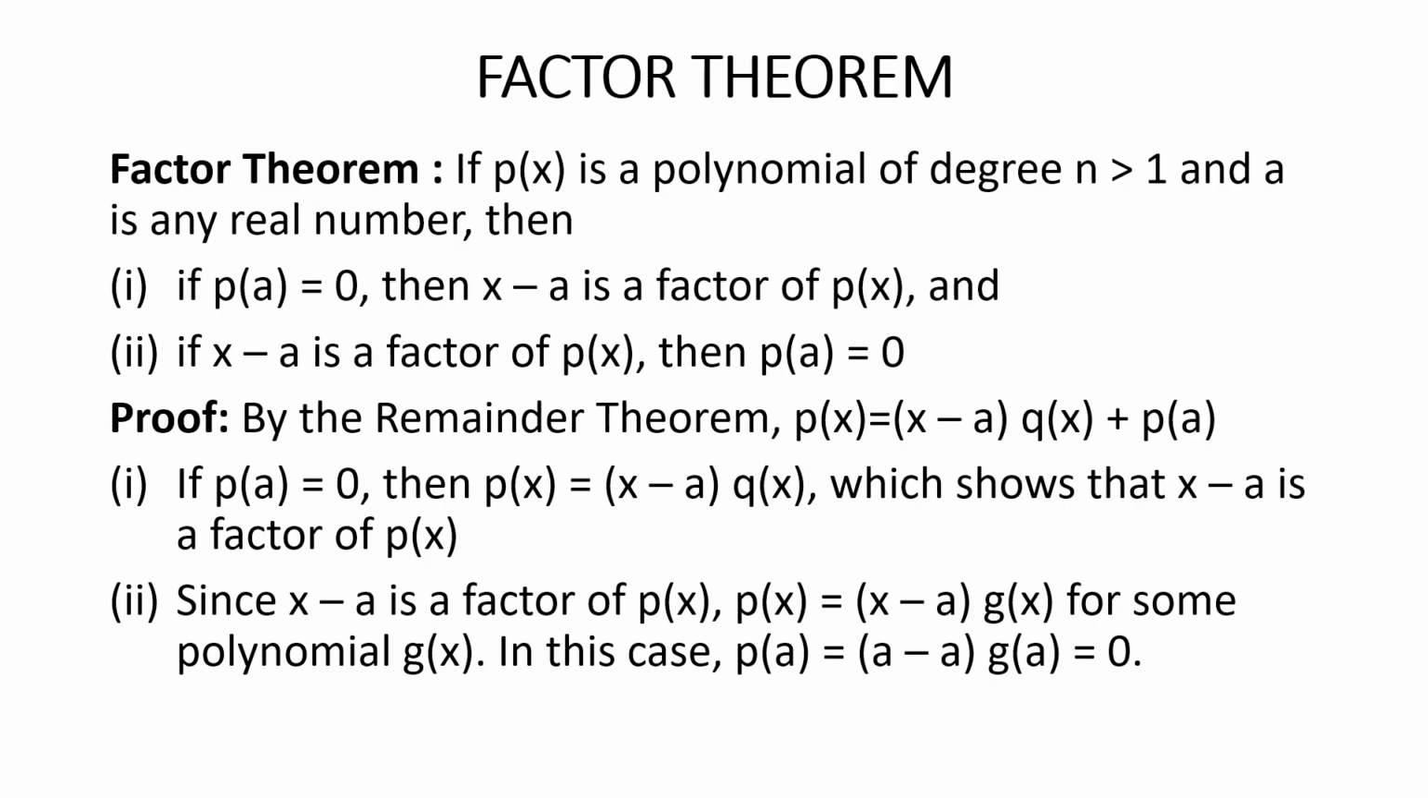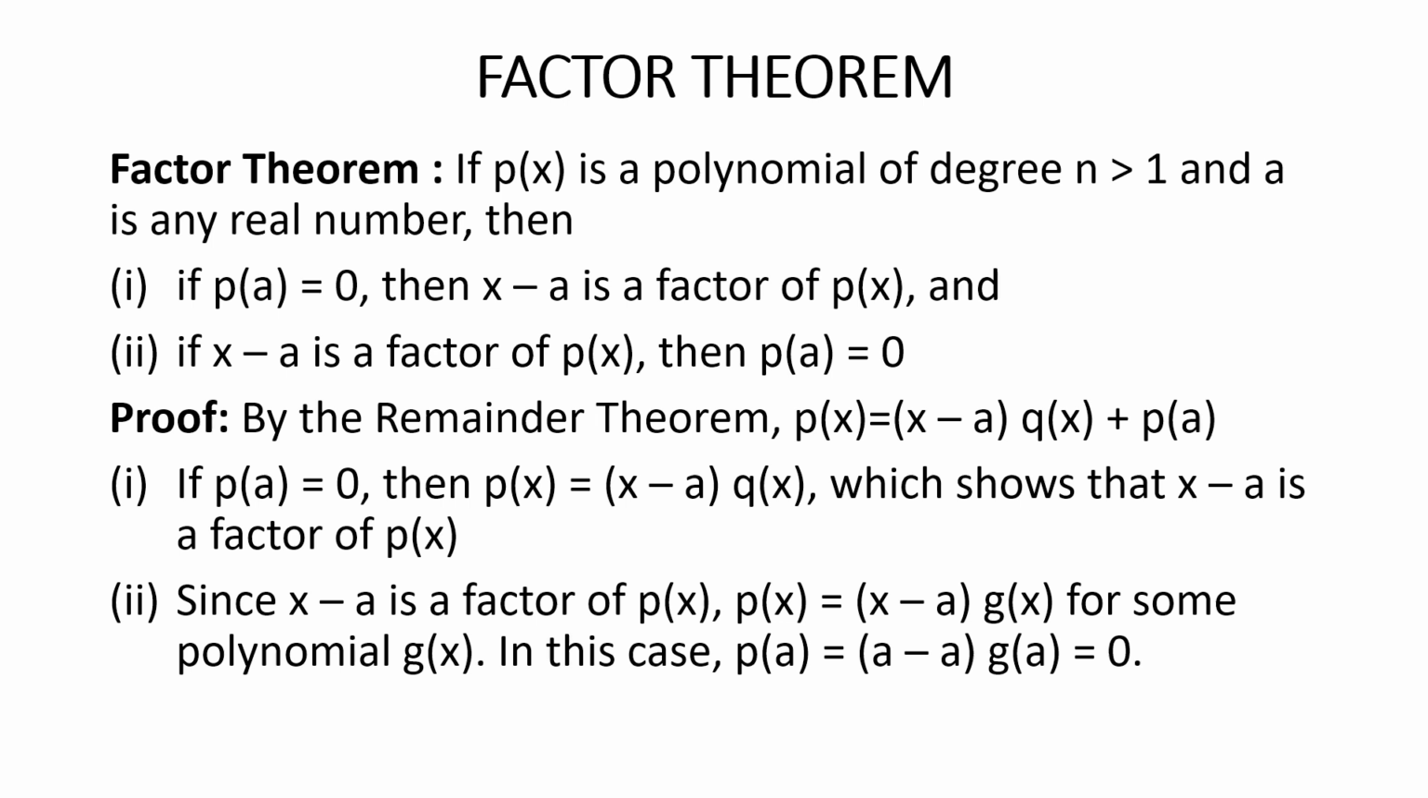Now similarly, the factor theorem. Factor theorem: if p(x) is a polynomial of degree n greater than or equal to 1 and a is any real number, then two things. If p(a) is 0, then x minus a will be a factor of p(x). And second thing, if x minus a is a factor of p(x), then p(a) is equal to 0. So the converse also holds. It is very simple.